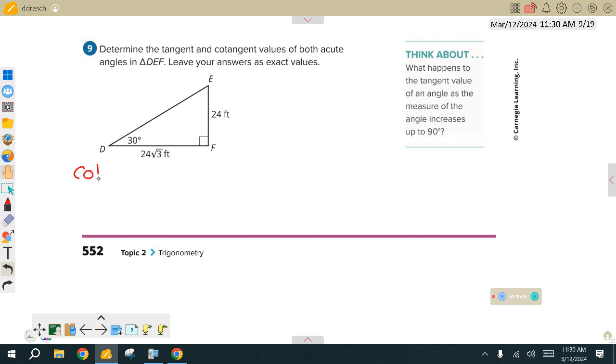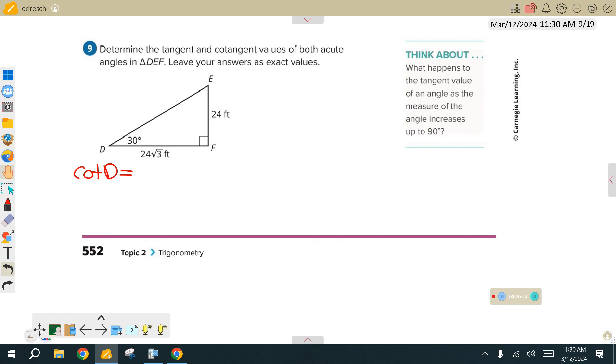Tell me the cotangent ratio of angle D. Okay? I want you to write me the cotangent ratio of angle D. So let's do that. Nothing crazy. You're not solving for an angle or anything with the cotangent ratio. You're just writing me the ratio.